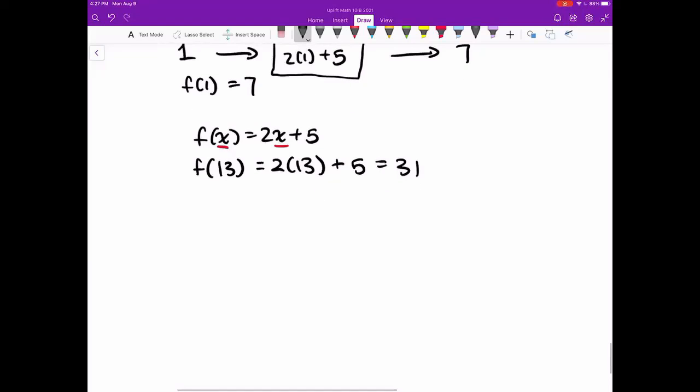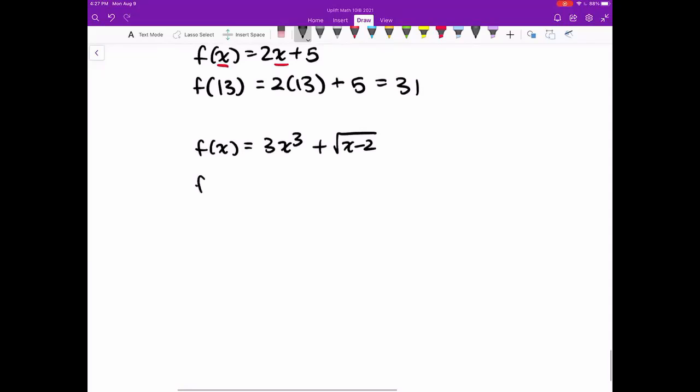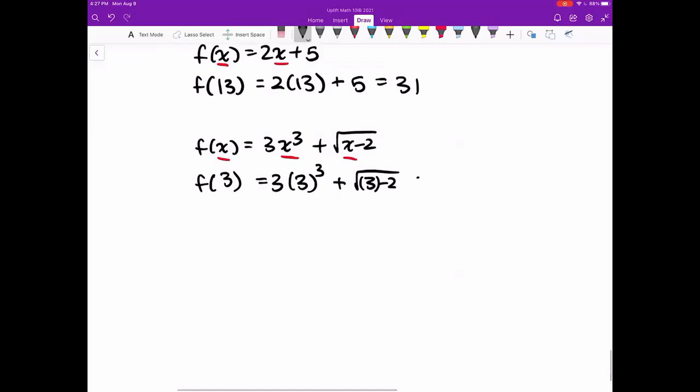Yes. Maybe we could do a harder example, like f of x is equal to 3x cubed plus the square root of x minus 2. Sure. Maybe you choose a number. 3, for example. Okay. So again, we look at all the places where x appears, and we put the number we have in there. And remember to bracket the number, just in case you have a negative as an input. So what we do now is we just solve it.